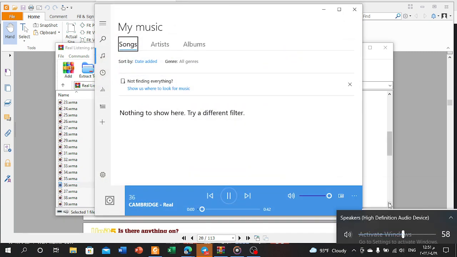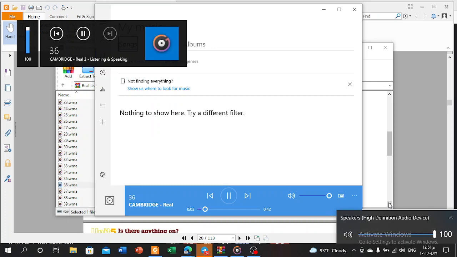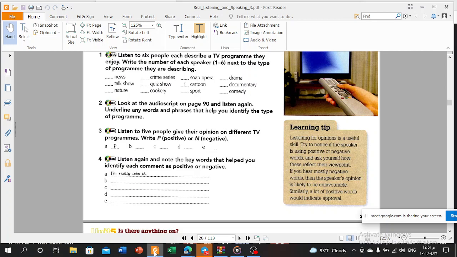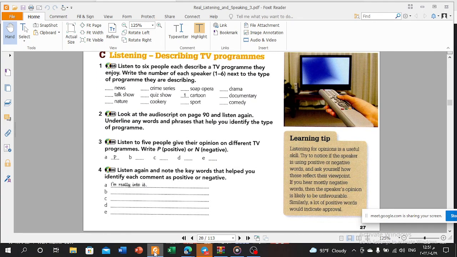Recording 36. A. Yeah, I didn't used to like it when it first started, but now I'm really into it. B. No, I'm not very keen on it, really. C. It's very well written and everything. The acting is totally convincing. D. The plot is so ridiculous that I can't watch it. E. Some of the jokes fall flat, but most are pretty funny.